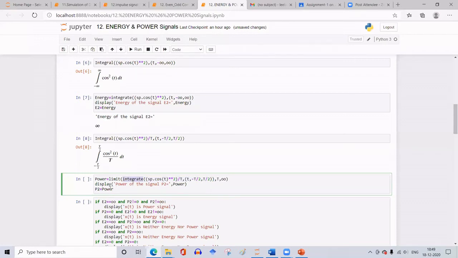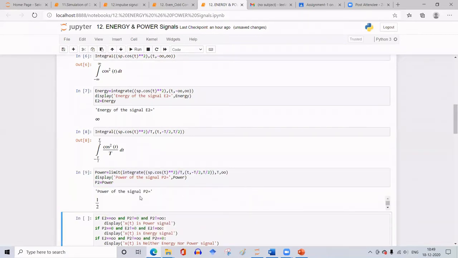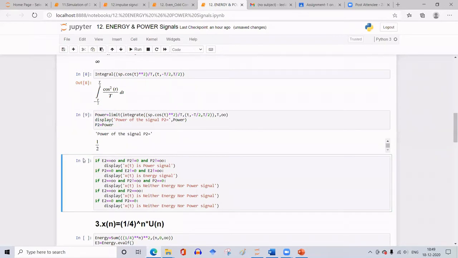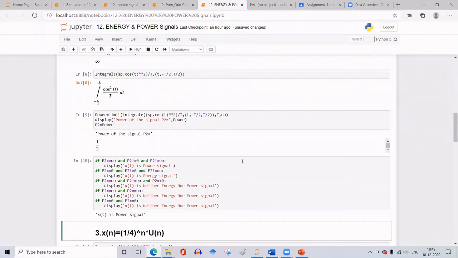Next, designate that as P2. Let us see what we get. Power is half. So for this signal, energy is infinite, power is finite. So it is a power signal. If I execute the same thing I have copied here to test which condition is going to be met by this signal, but I'm taking E2 and P2 now to indicate that it is for problem 2, it must display x of t as a power signal.